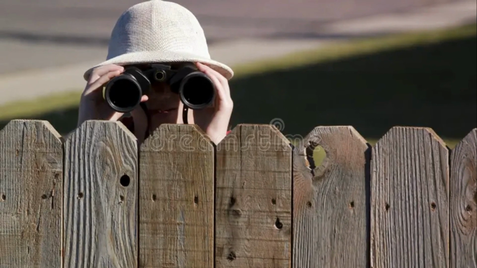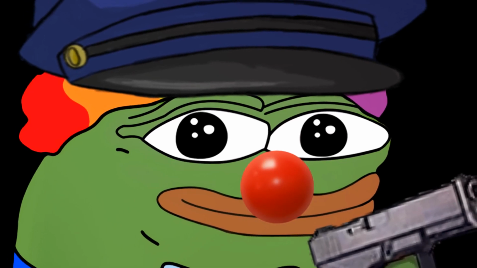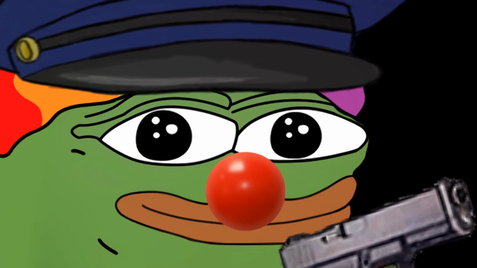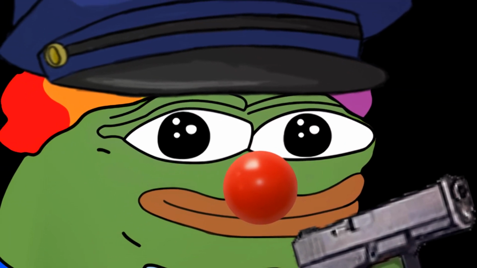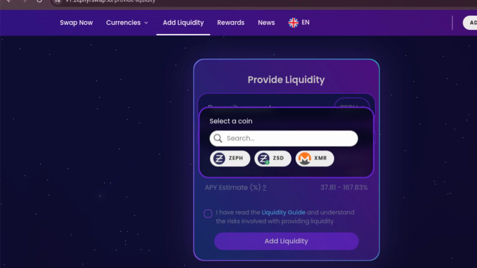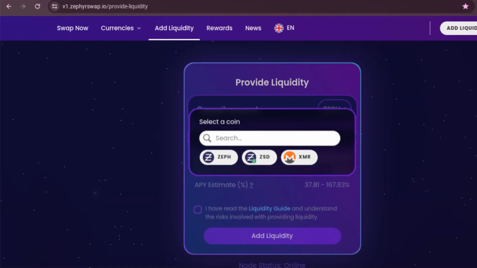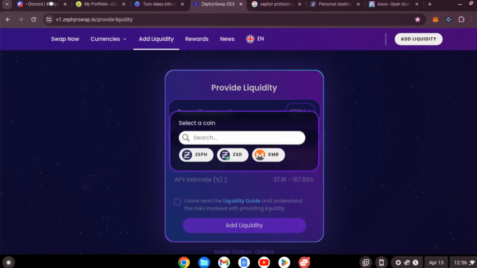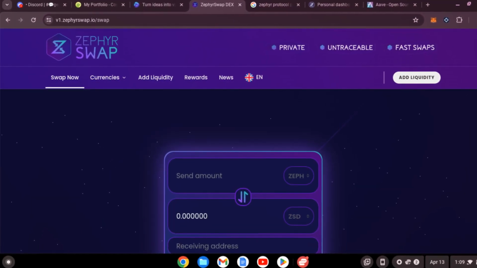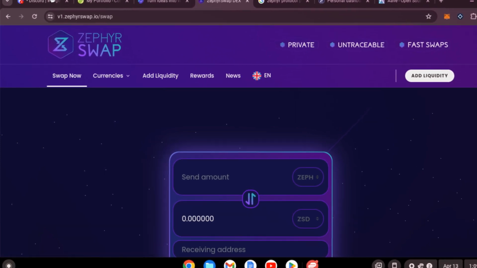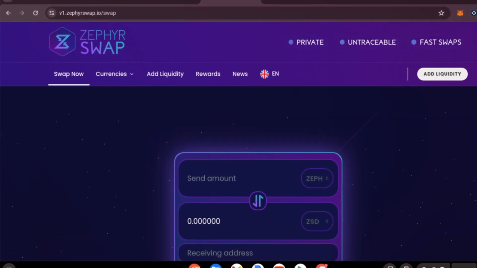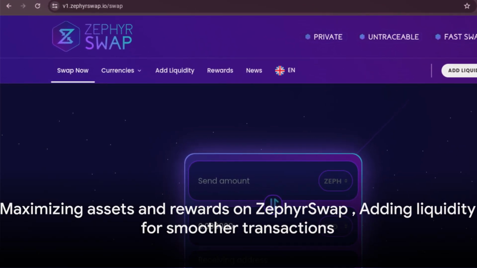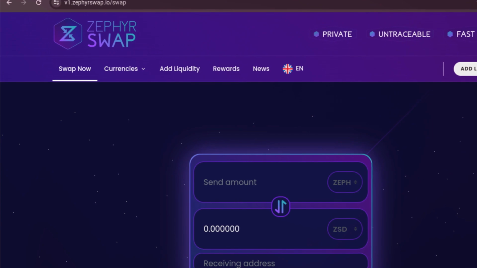You earn a substantial fraction of transaction fees, with ZSD deposits yielding an impressive 95% of the fees. Rewards are dispersed within 24 to 72 hours. Your annual percentage yield is dynamic, depending on the trading volume. The more transaction volume on the exchange, the more you earn. By adding liquidity on Zephyrswap, you help facilitate private transactions on the platform and receive rewards, but also help build a privacy-driven exchange. So why not make the most of your assets and get involved today?